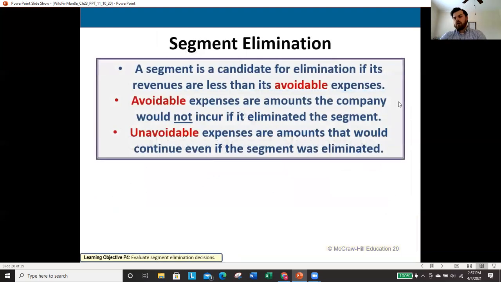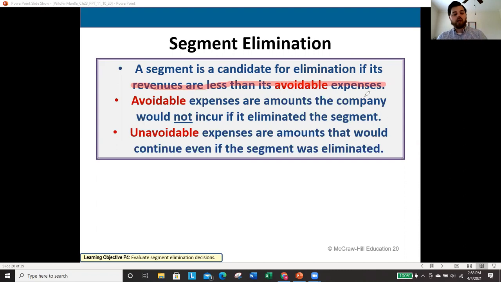Now, my next major decision in this chapter involves what is called segment elimination. So when I look at segment elimination, what we see is that a segment is a candidate for elimination if its revenues, notice, are less than what? Does it say less than total expenses? No, it doesn't, right? Be very careful. A segment is a candidate for elimination if its, notice, revenues are less than avoidable expenses, avoidable being the key here.